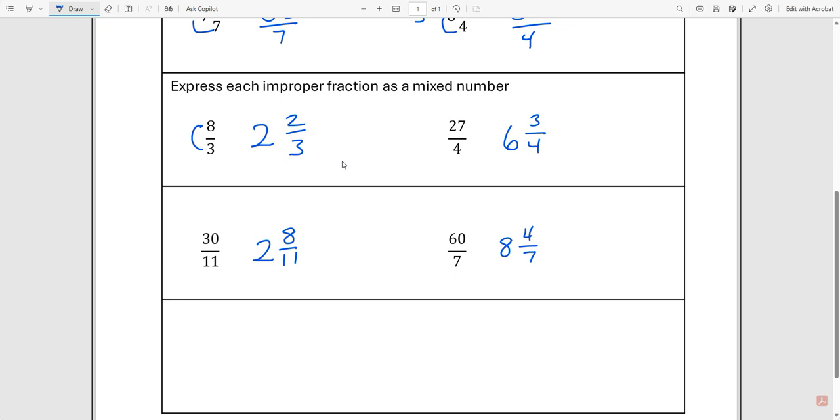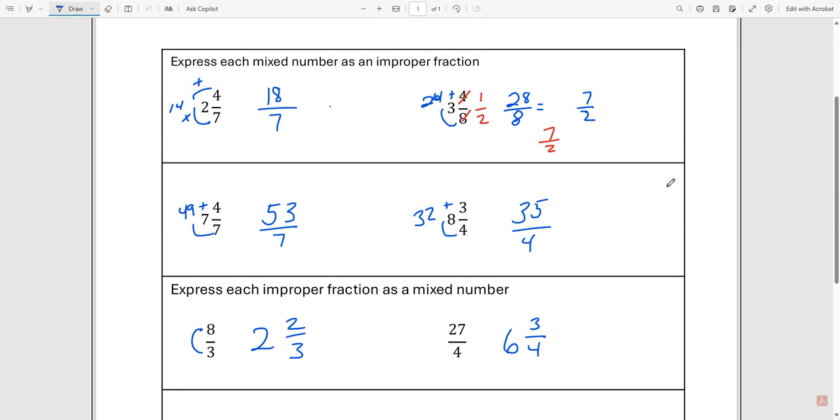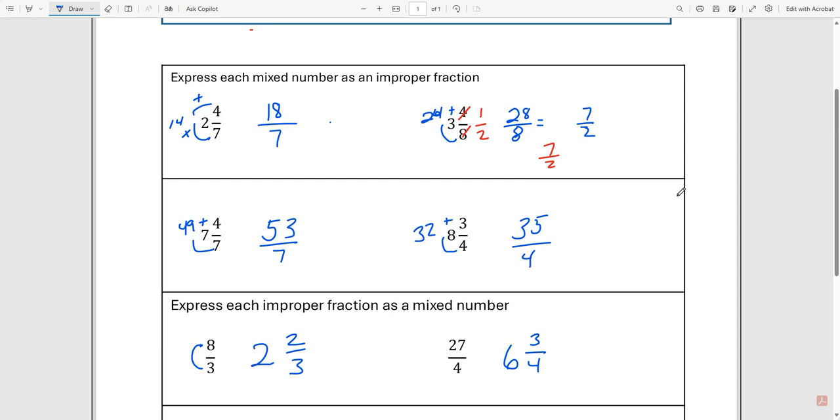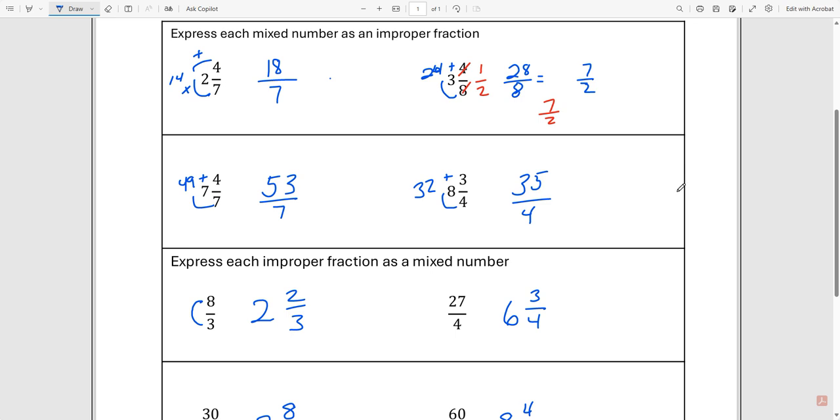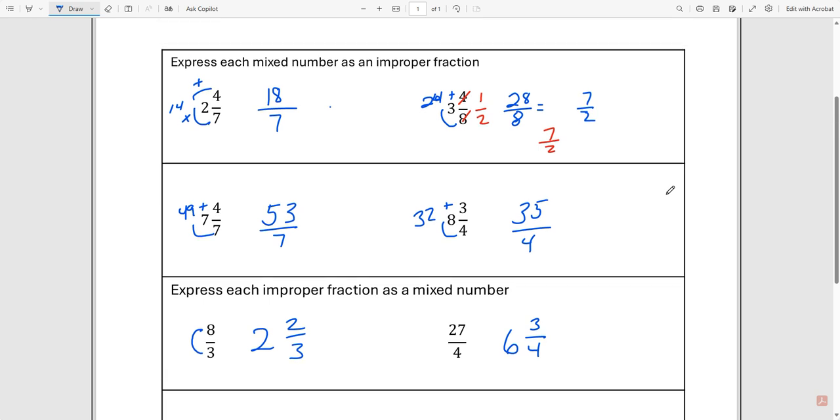Okay, and that is it. That's all there is to converting from a mixed number to an improper fraction, and also vice versa, an improper fraction to a mixed number. So short and sweet, if you can do that on these, you can do it on any one of them. The numbers don't matter.